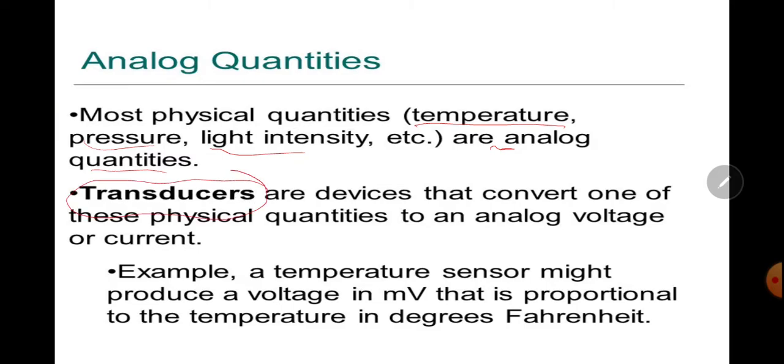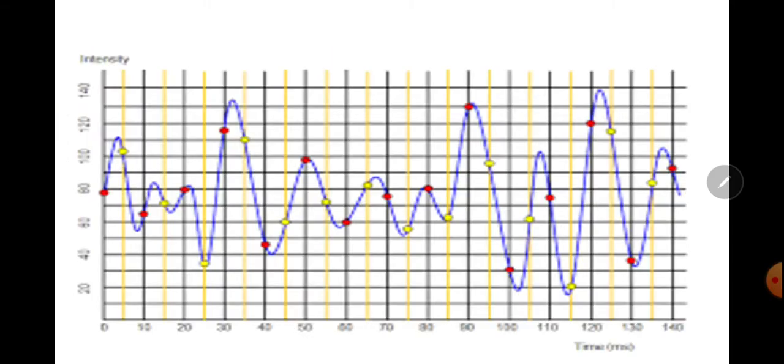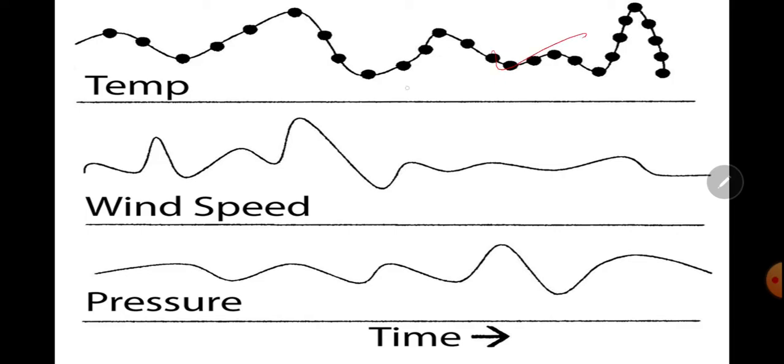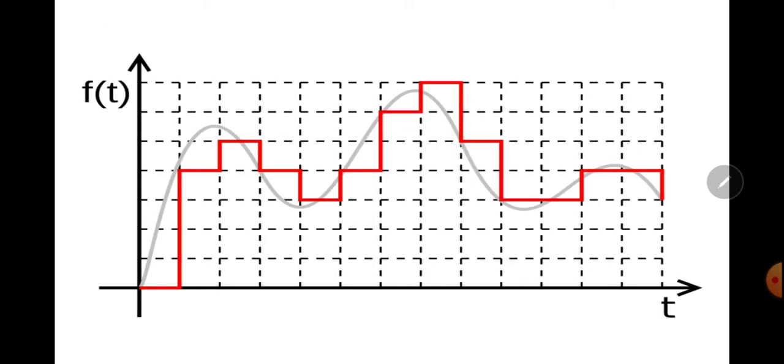The transducer is not in your course. This is the graph for analog quantities, because it represents various, different values. Temperature, this is an analog graph. These graphs represent analog quantities. The red and the gray are both analog graphs.